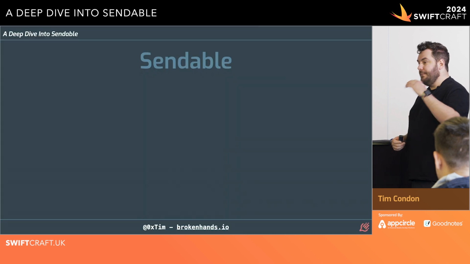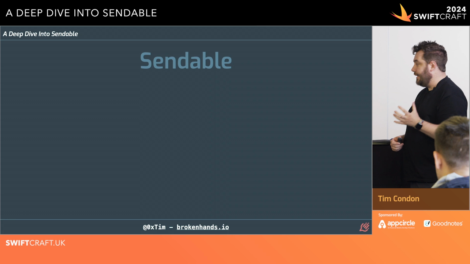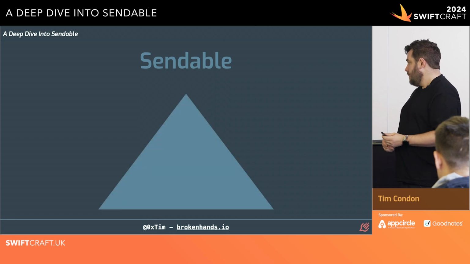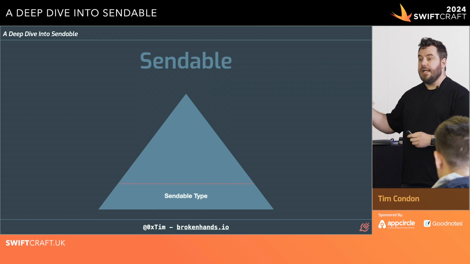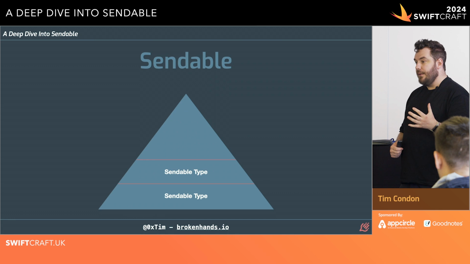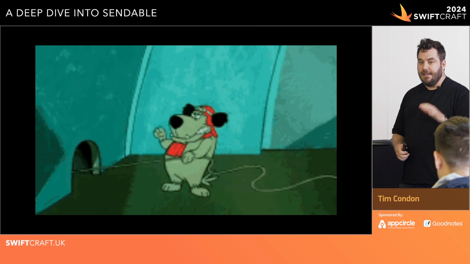It kind of builds up in layers, like a pyramid or an onion. Because if one thing's Sendable, then everything needs to be Sendable. So in order for you to have a Sendable type, if your base type is Sendable, then anything using that type can also be Sendable, and then anything using that type can also be Sendable, and so on and so forth. And sometimes it feels like you're just pulling a never-ending thread.